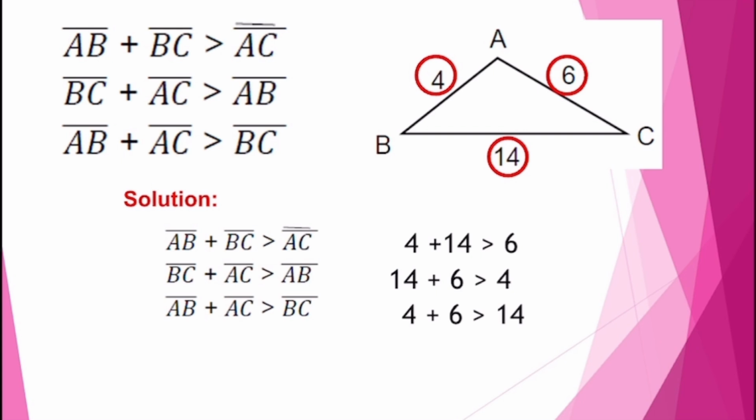Now, based on the example, since 4 plus 6 is not greater than 14, therefore 6, 14, and 4 cannot be the sides of a triangle. That is what the triangle inequality theorem is all about.